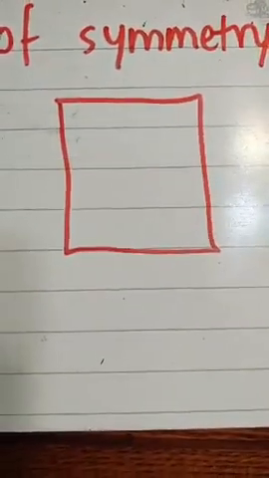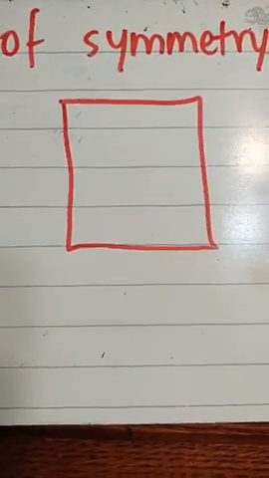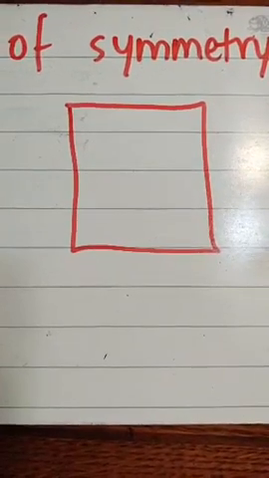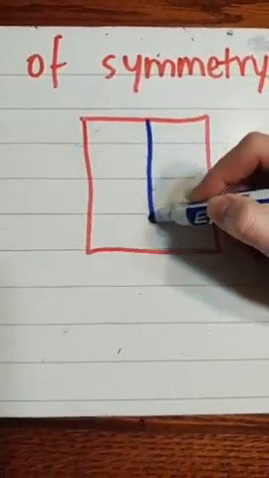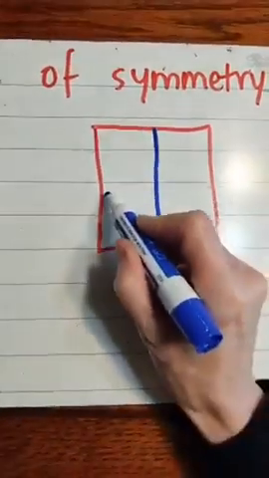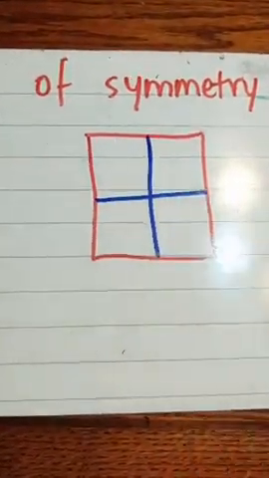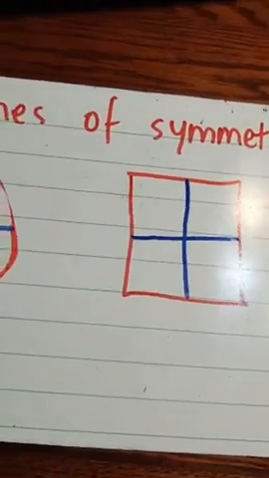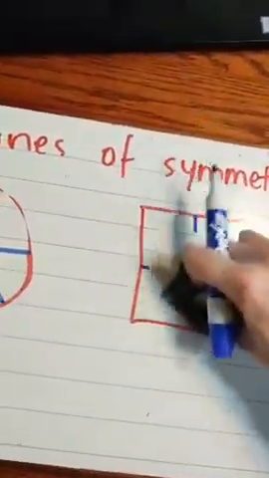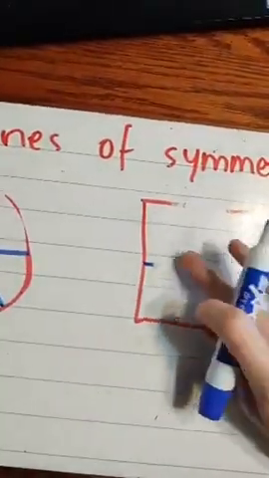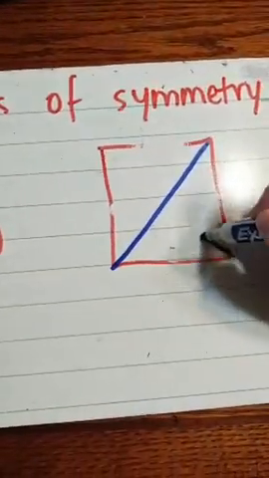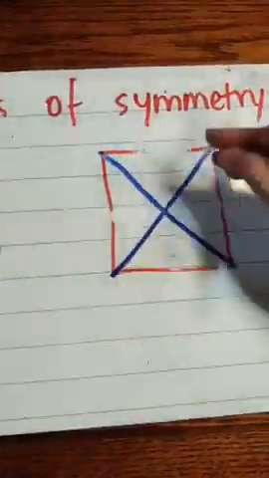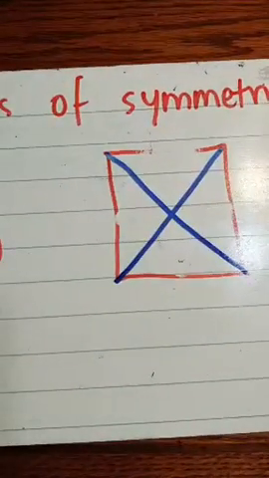Now a square can also have more than one line of symmetry. Okay? So let me show you a few. Of course, down the middle, line of symmetry. Same way if we folded it the other way. Okay? But a square could also work if we drew from the corners. Either way would work, because if we folded this way, it would be on there.